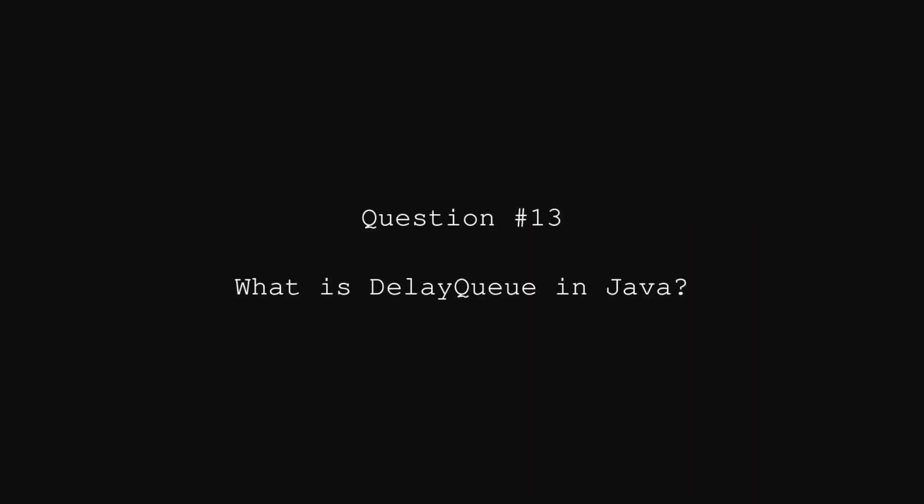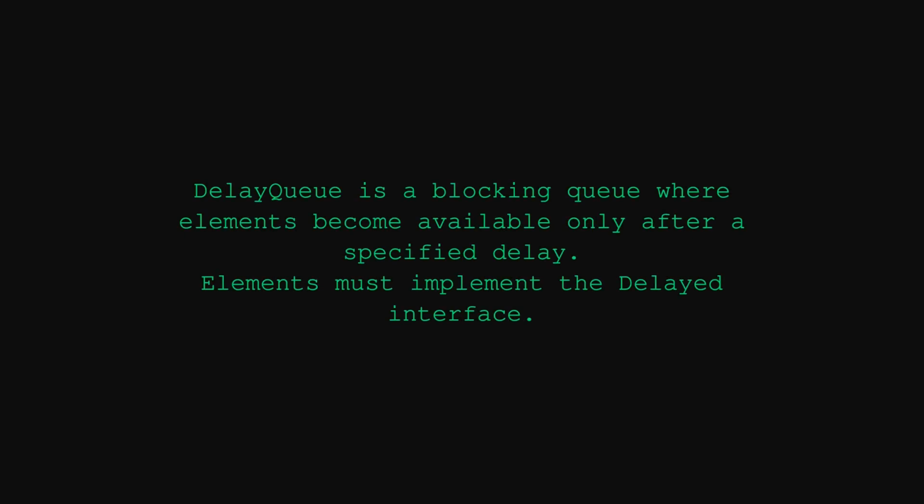Java interview question. What is DelayQueue in Java? DelayQueue is a blocking queue where elements become available only after a specific delay. Elements must implement the Delayed interface.